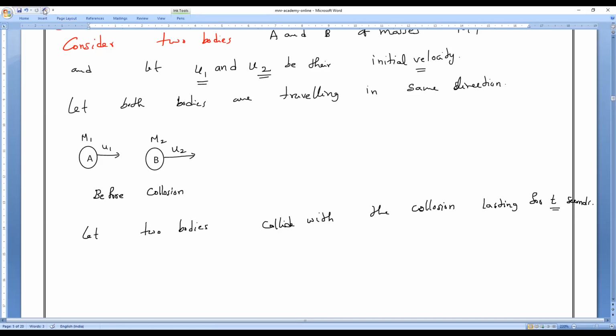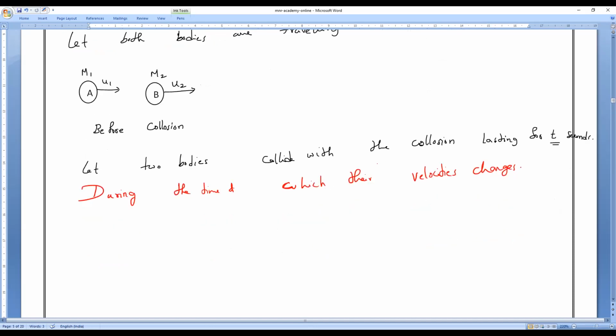So during the collision, definitely their velocity will change. Am I right or wrong? Will you agree with me or not? During the time of collision, their velocities will change. If the two bodies collide and the collision lasts for a few seconds, after that again they are traveling, so the velocities will change or not? Yes. So again I will take the two bodies.